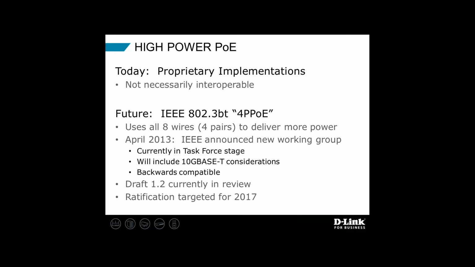So my understanding is draft 1.2 is currently in review with the IEEE task force, and they're targeting ratification in the 2017 timeframe. Although somewhere out in 2016, I believe the standard will be solid enough that chip vendors and system vendors like D-Link will start manufacturing product based on the draft standard.